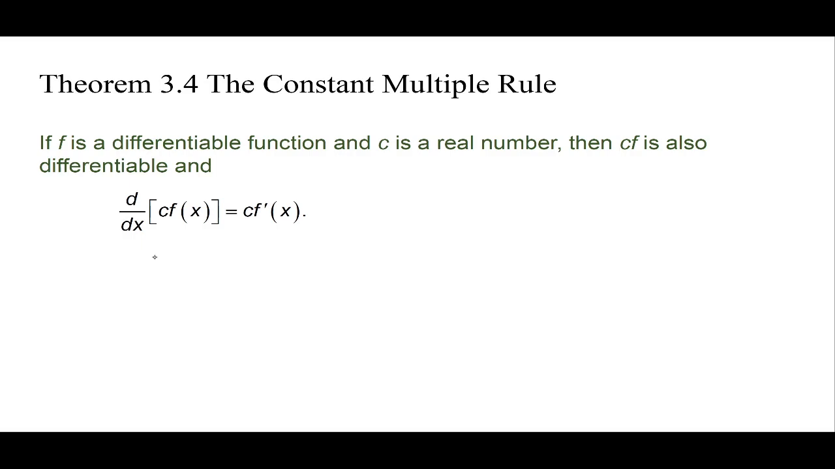Constant multiple rule. So let's say there is a constant and there is a function, and you would like to find the derivative of this type of expression. Then you can always bring this constant outside and multiply it by the derivative of the function inside. That's called the constant multiple rule.